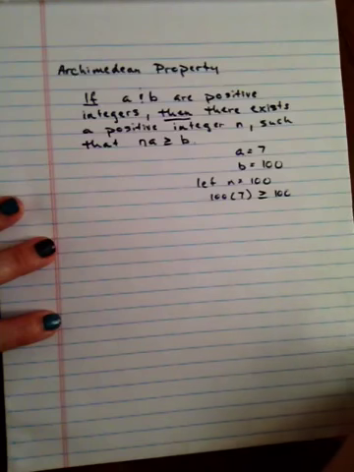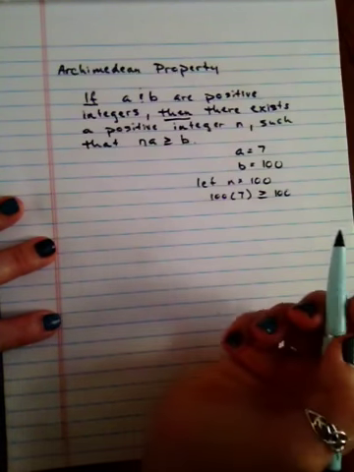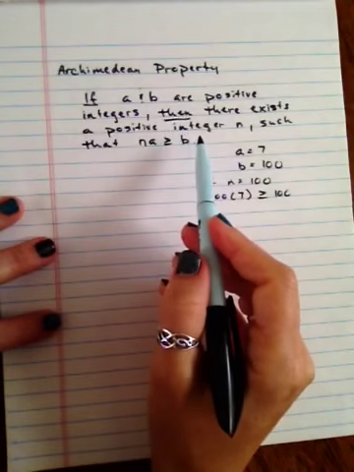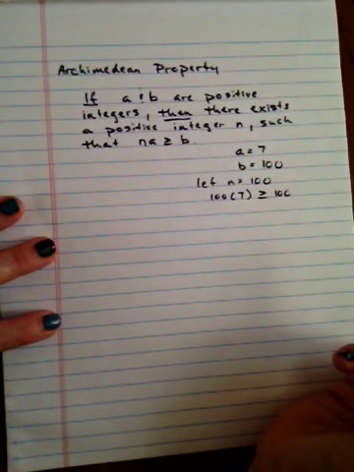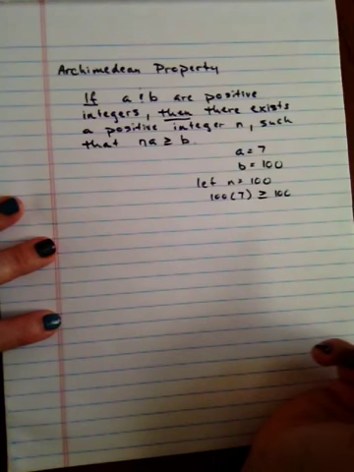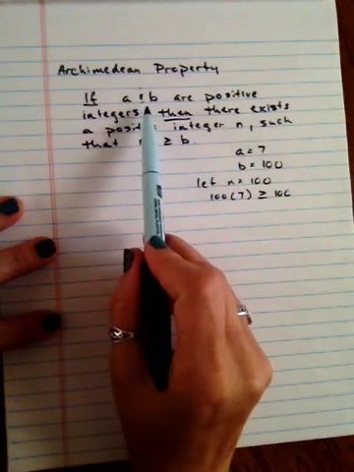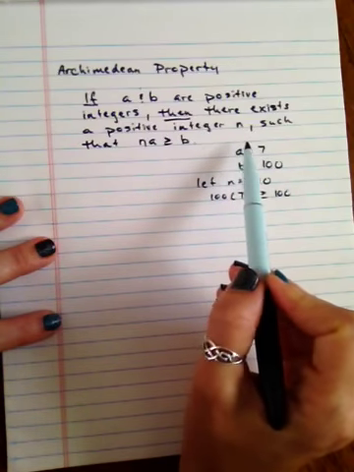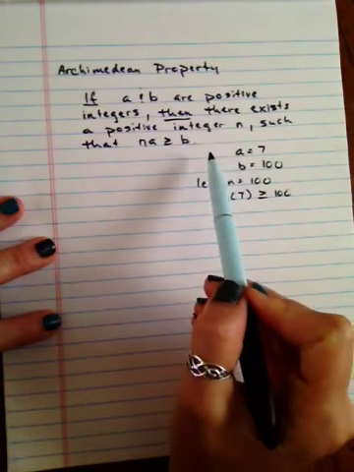And it may not seem like a lot now, but it's actually used later. So here is an example of that, and we have our if-then. Now they show this proof by contradiction, and I'm not going to go through every part of it, but I wanted to give you the gist. So since it's contradiction, and it starts with that if a and b are positive integers, then there exists a positive integer n such that na is greater than or equal to b.